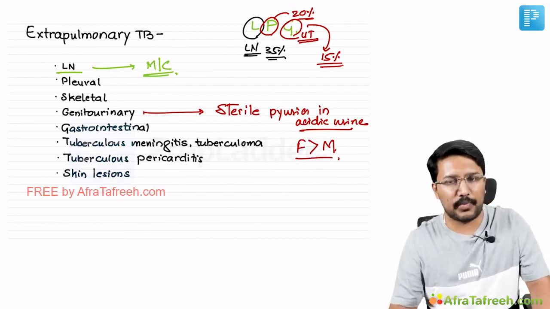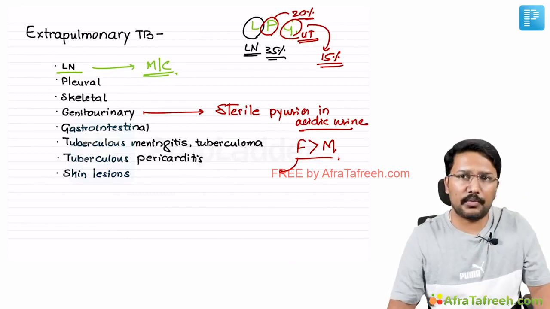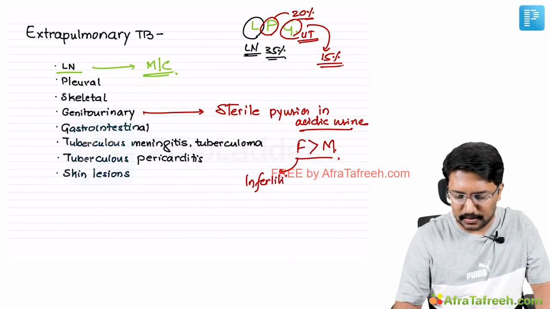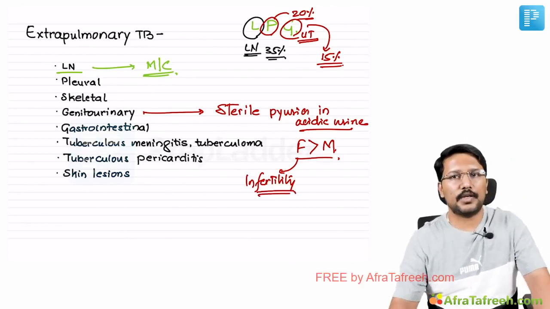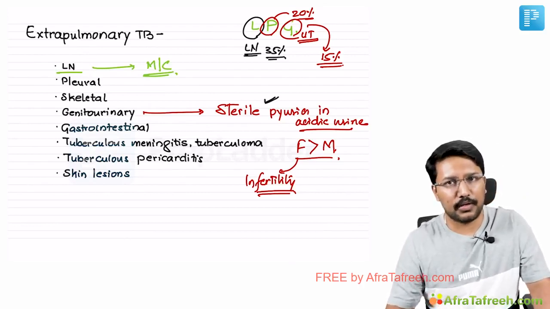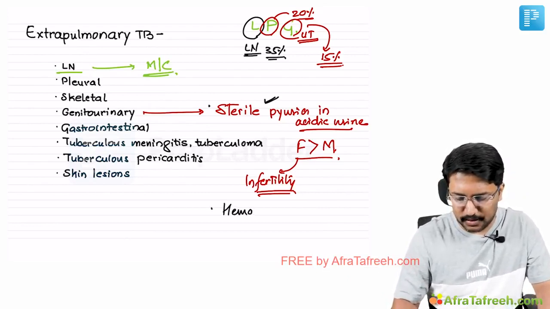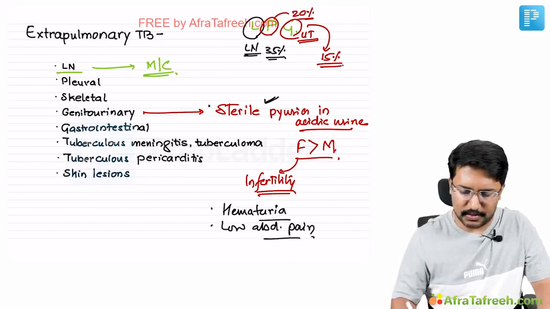It's more common in females than males, and in females, because the endometrium and your fallopian tube can be affected, it is one of the important reasons for infertility in India. It can also result in infertility. How do most of these patients of genitourinary tuberculosis present? One way of presentation is sterile pyuria. Apart from that, some of these patients might present with hematuria and lower abdominal pain. That can be a usual presentation.